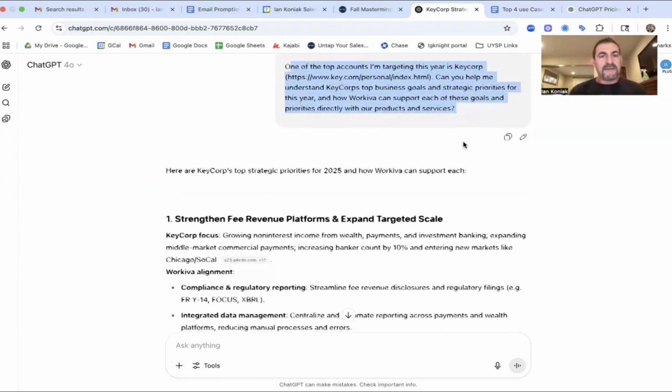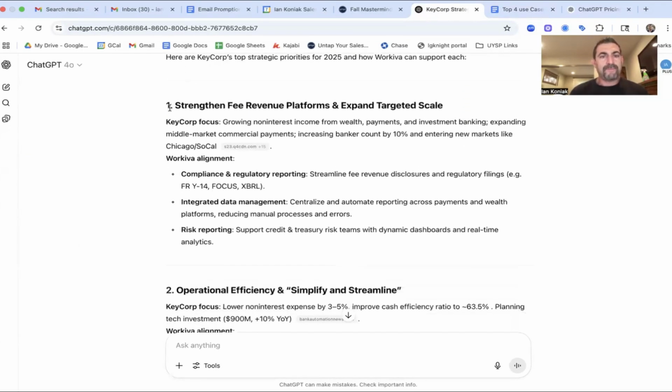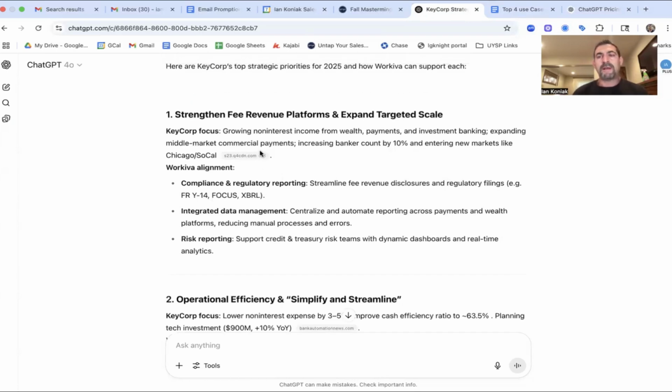So it turns out that KeyCorp is a bank, and these are their goals. Strengthen revenue platforms and expand targeted scale. This is what they're trying to do. They're trying to grow non-interest income from wealth, payments, and investment banking by expanding mid-market payments and increasing their banker count by 10%, and also entering new markets. So they're scaling, basically. They're growing their customers, and it's not talking about Workiva yet. It's just talking about their goals.